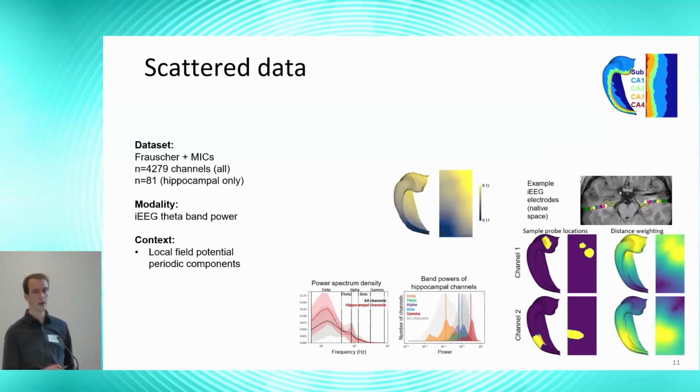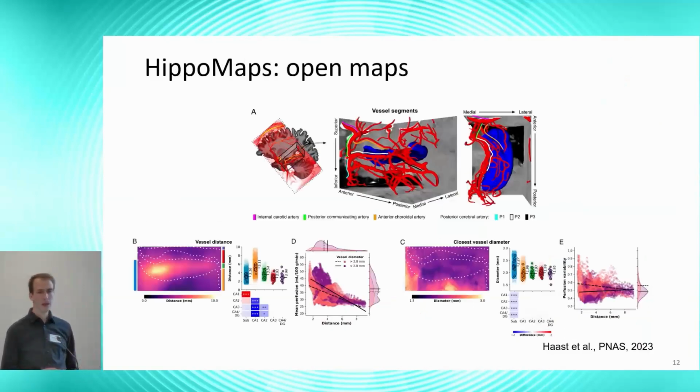Across many channels, 81 here in the hippocampus, we can then generate a map of what parts of the hippocampus show, in this case, stronger theta power, which here we see more towards the anterior and more towards the medial side. Yeah, those were a few examples of the new maps that we've derived.